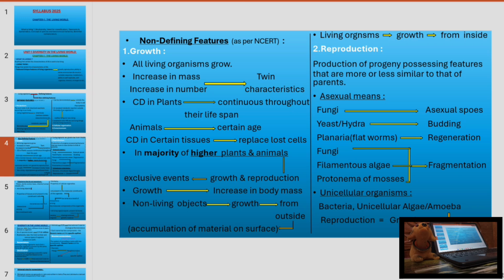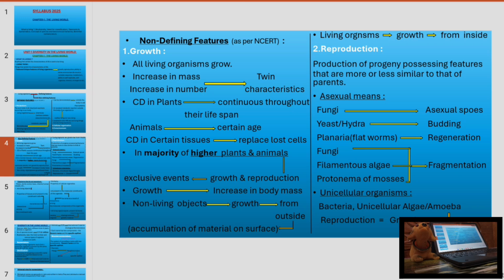First thing is growth. All living organisms do grow. Increasing mass and increasing number are the twin characteristics of growth. Cell division in plants is one type of growth, where it continues and occurs throughout their lifespan, and in animals it occurs only up to a certain age. Cell division in certain tissues is used to replace lost cells. It is one of the major things, so you have to note it down.